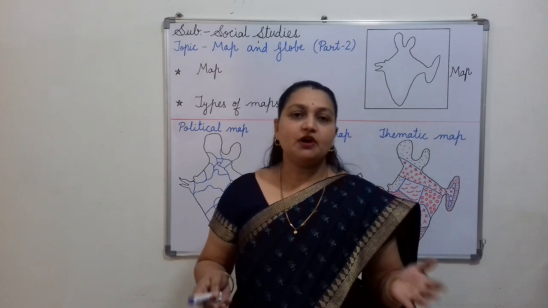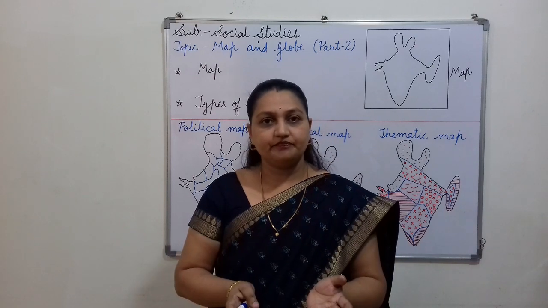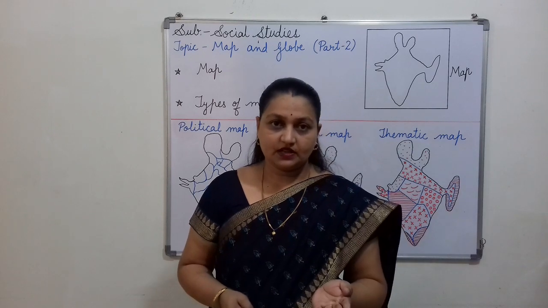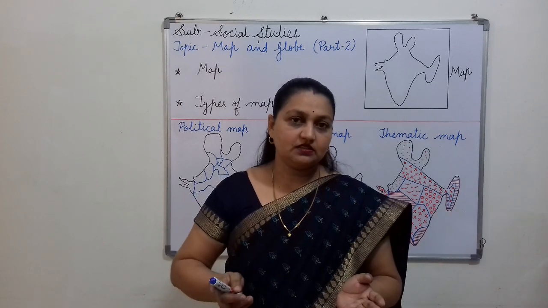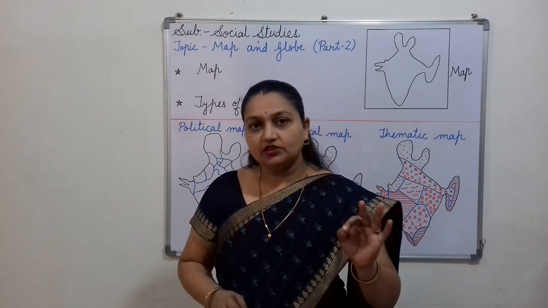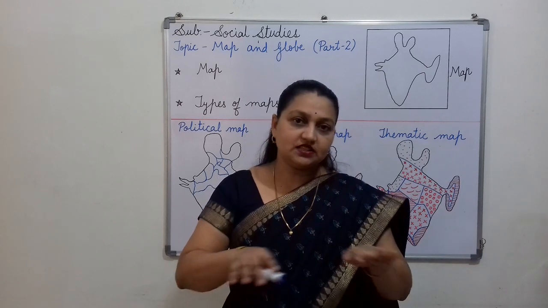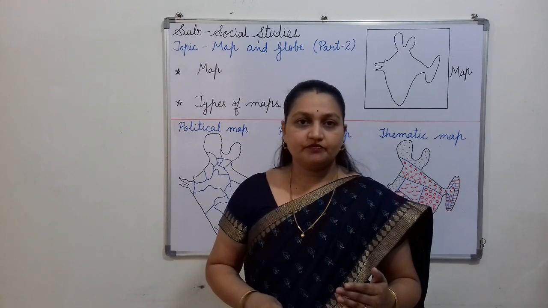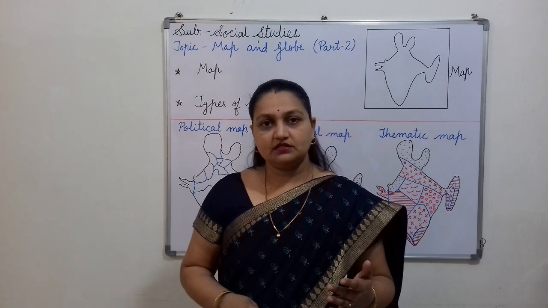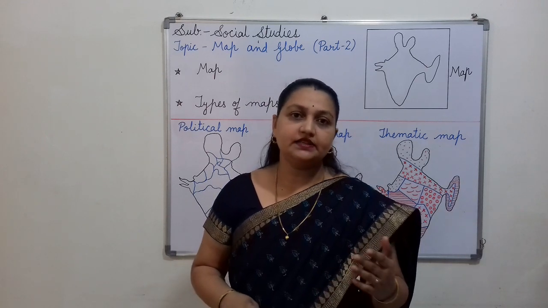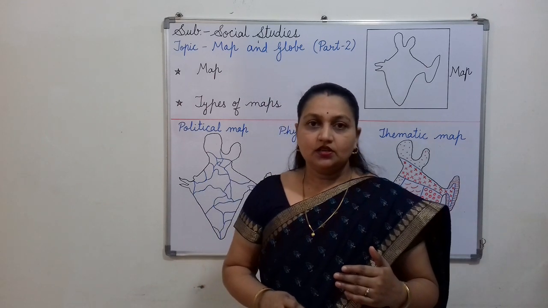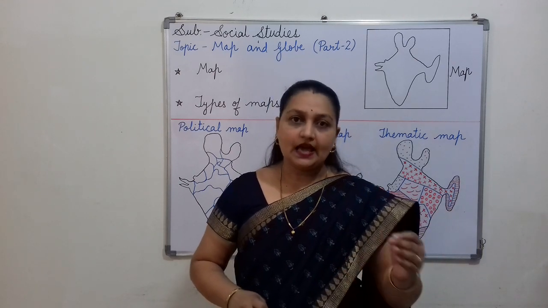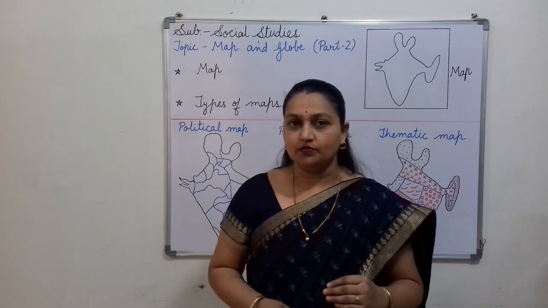As the shape of the earth is spherical, the surface of the earth is curved, and a curved surface cannot be shown accurately on the flat surface of a map. And if we try to do so, it will have creases or cracks on its edges. So we can say that a map cannot be as accurate as a globe.